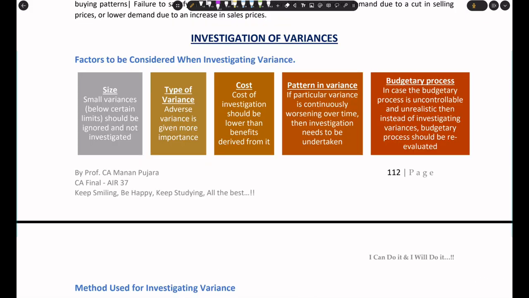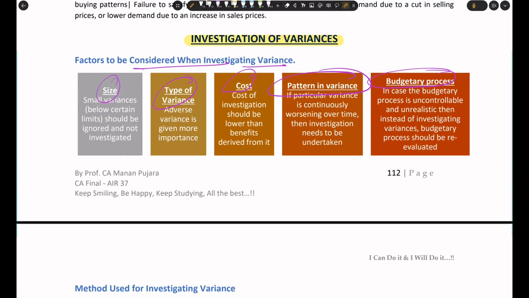So now we are back again in this PDF. Okay, so the next topic is the investigation of the variances. Factors to be considered when investigating a variance: size, type of variance, cost, pattern in variance, budgetary process. First, small variances below a certain limit should be ignored and not investigated. This is like the materiality level in audit. The type of variance: adverse variance is given more importance, right? This is logical. Cost of investigation should be lower than the benefits derived from it.